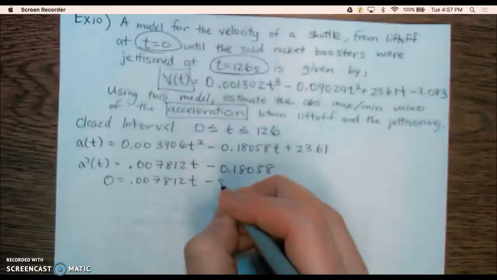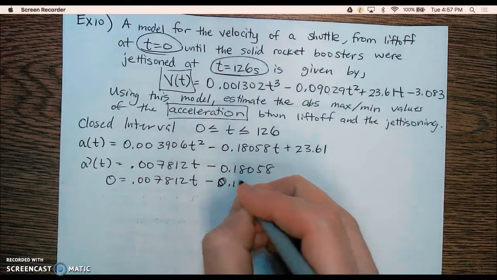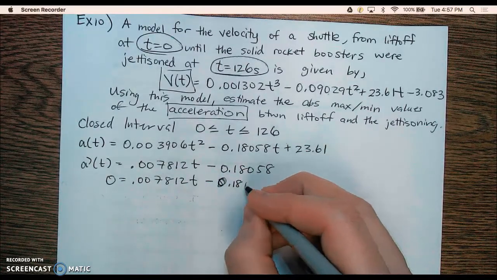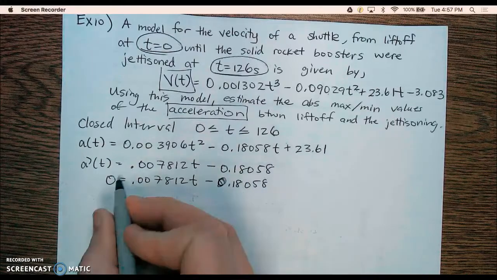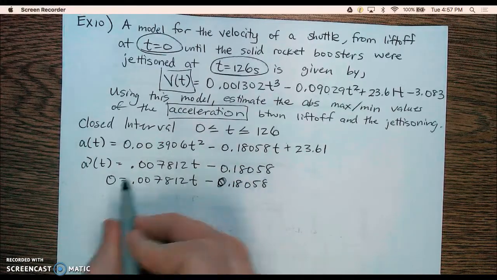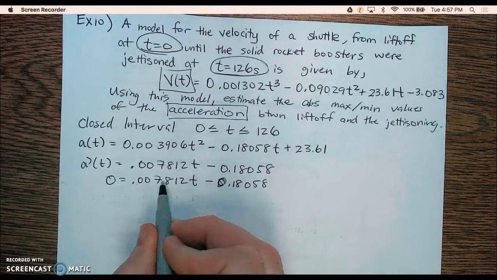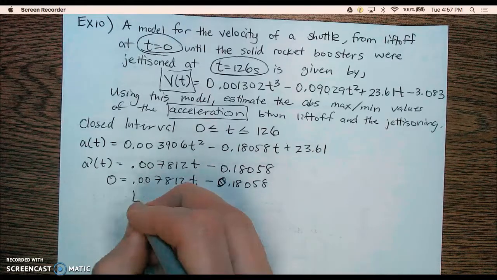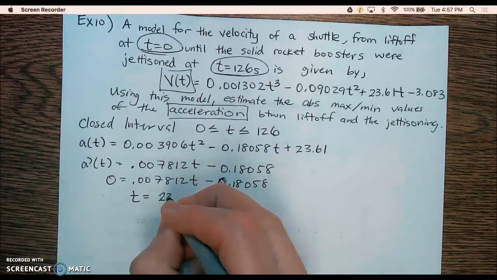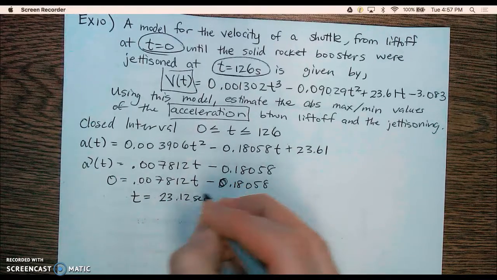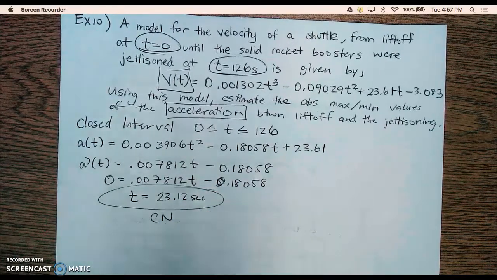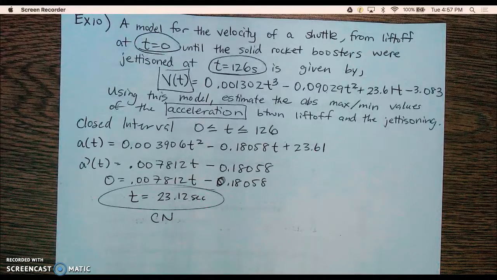And so what you're going to do is add this 0.18058 to the other side, and then divide by the 0.007812. And we ended up getting a time of 23.12 seconds. This is going to be my critical number. So that could be a maximum or a minimum.